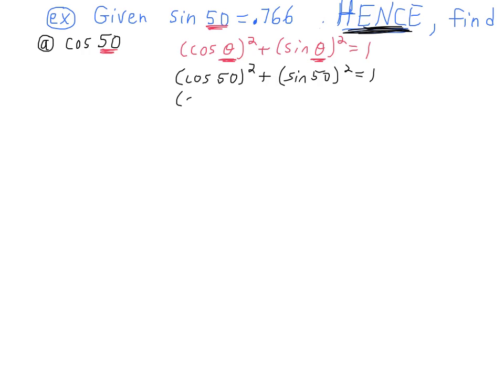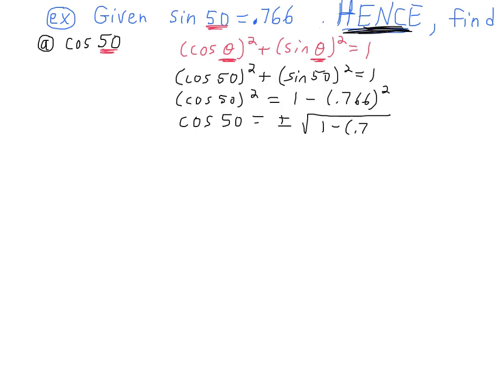Alright, so if we clean this up a little bit, the cosine of 50 squared would equal 1 minus, now the sine of 50 is this 0.766, okay, squared. Alright, so I just subtracted over that term because I'm trying to get cosine of 50 alone. And then my final step here, the cosine of 50 would equal, now I'm going to have to square root each side to get rid of that square. So I'm going to end up with a plus or minus the square root of 1 minus 0.766 squared, which is going to give me a plus or minus, if you go right to your calculator, 0.643. Okay, so this would be our answer for the cosine of 50.